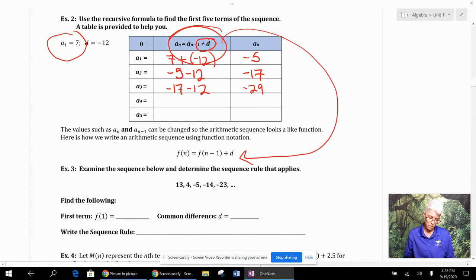So f of n, and you can see f of n minus 1 plus d. It's pretty much the same thing. It looks a little bit different. Just know that it's the same thing and nothing really changes.